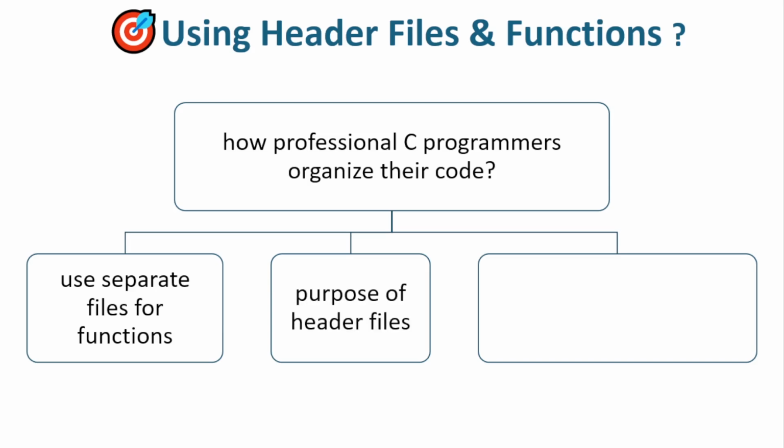Number two, the purpose of header files. Header files in C are used to declare the functions, constants, macros, and data types that can be shared across multiple .c files. They act as a bridge between files, allowing one .c file to use functions or variables defined in another. By placing function prototypes in a header file, we ensure the compiler knows about those functions before they are called.